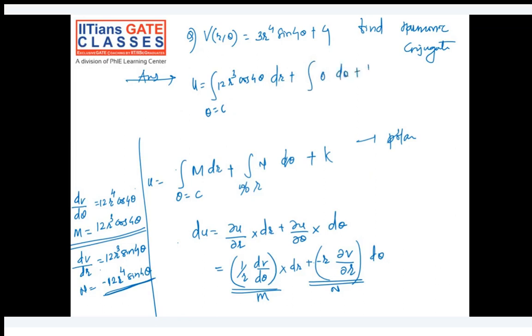What is the integration here? Integration of 12 r cube with respect to r is 12 r raised to 4 by 4 cos 4 theta as it is, plus k. So 12 by 4 is 3. The final answer is 3r raised to the power 4 cos of 4 theta plus k. So this kind of question you can expect.